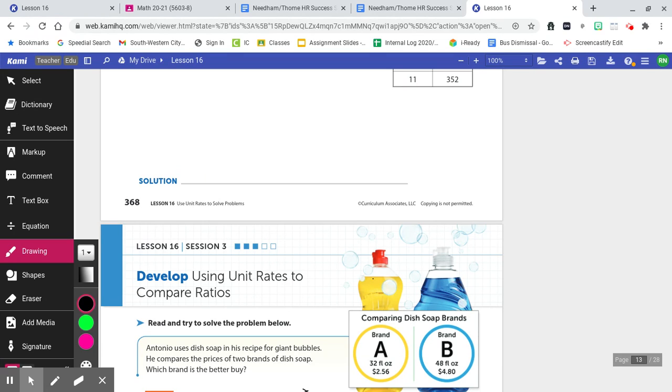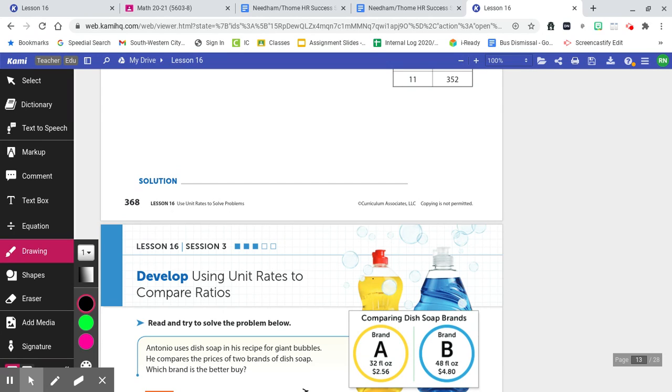Anytime I go to the grocery, I'm trying to figure out which product is cheaper. So that's what happens in this situation. Let's look at this story. Antonio uses dish soap in his recipe for giant bubbles. He compares the prices of two brands of dish soap. Which brand is a better buy? So we've got brand A, 32 fluid ounces for $2.56, or brand B, 48 fluid ounces for $4.80. Stop the video and see if you can figure out which one is the better buy.